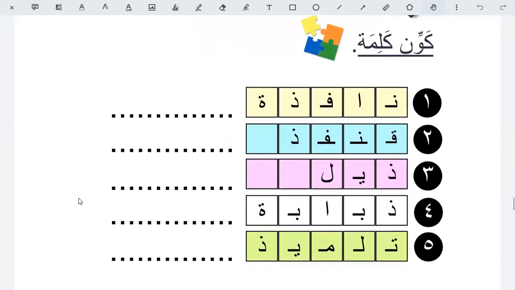Kawin kalima, make the word. Rian. Yes. Nafiza, okay. Nafiza, meaning window. Good. Kunfuz means hedgehog. Okay. Zail means tail. Good. Zubaba means fly. Zubaba, okay. Talmis means student.